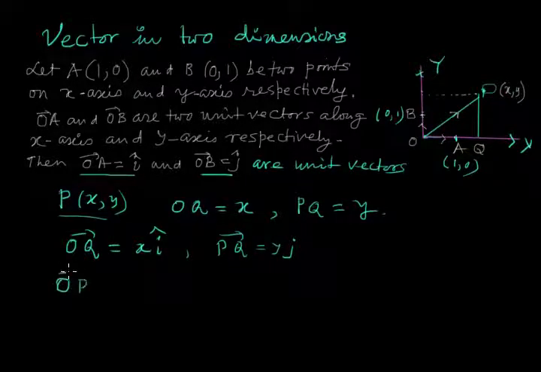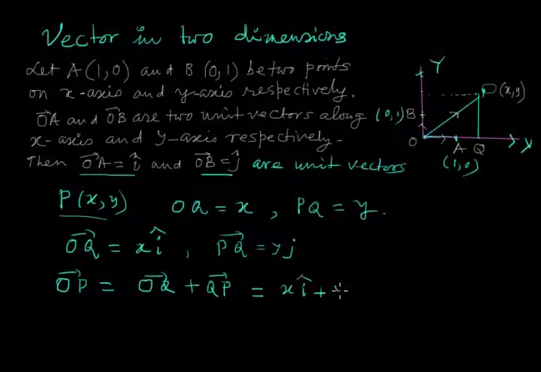Therefore, vector OP is equal to OQ. This is from O, the initial position. From here we are moving to OQ. Then we add QP. We start from Q along the direction of j and we reach P. So OQ plus QP is equal to OP. Now OQ is equal to xi and QP is yj. So therefore OP is equal to this.